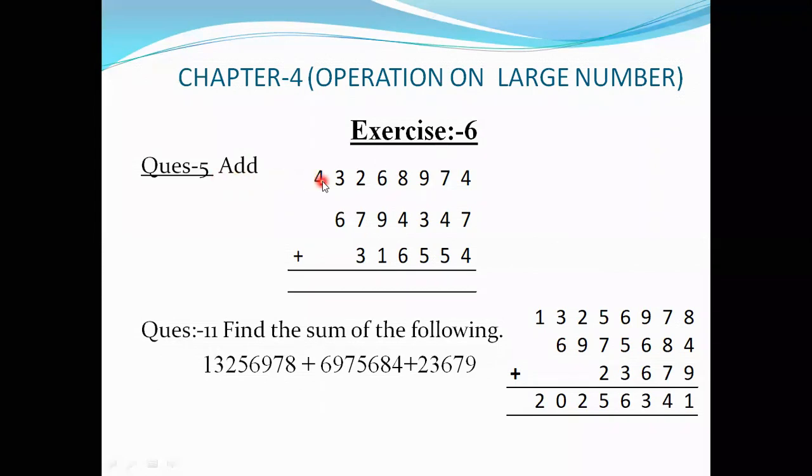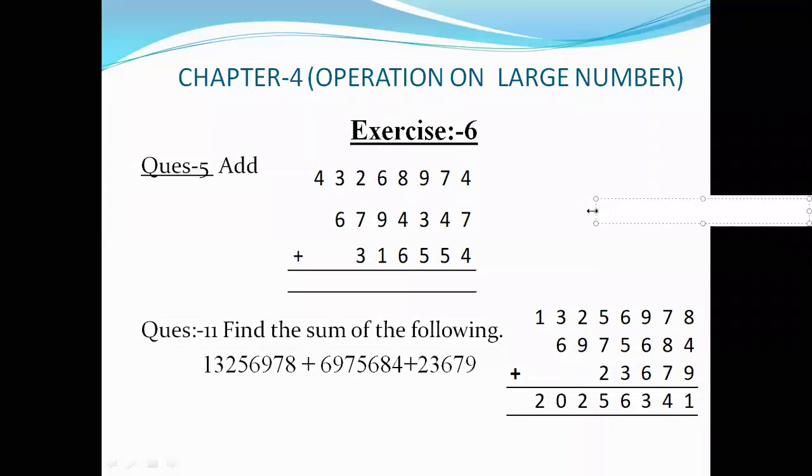Add these numbers. Ones, tens, hundreds: when we put the commas here, we can write the numbers as 3 2 6 and 4. Now we add them, and we get 4 7 4 as part of the answer. When we add them, we write the answer here. What is the answer of this question?